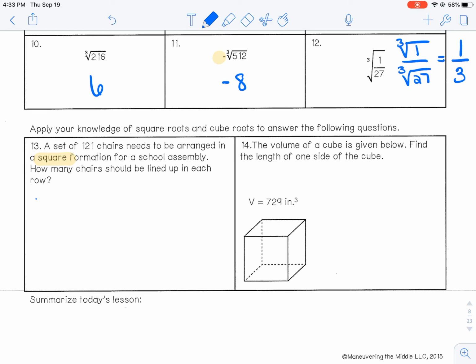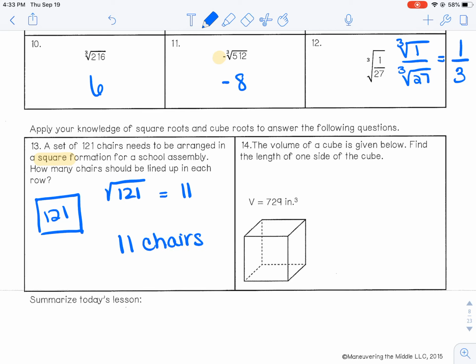So basically what I'm looking at, I have a square, okay, and I have 121 chairs. I need to find out how much in each row. So square means to the second power, or in our case, a square root of 121. So the square root of 121 is equal to 11. So we need 11 chairs lined up in each row.